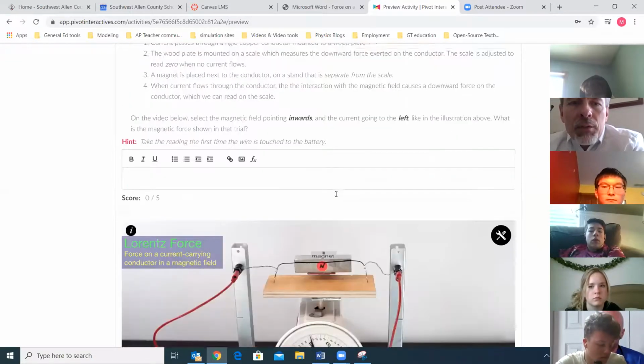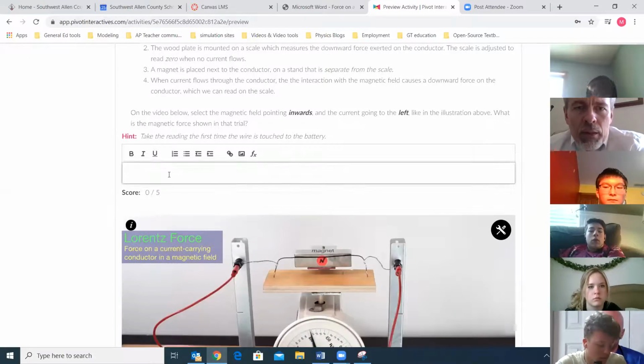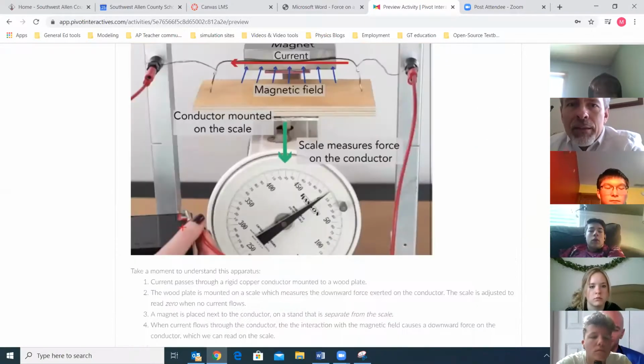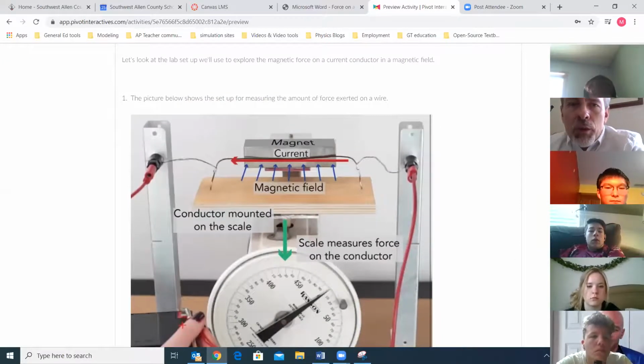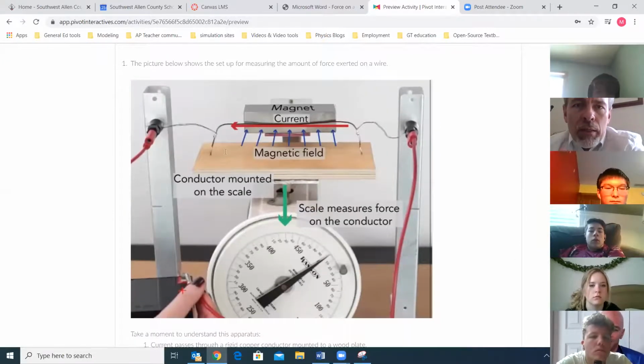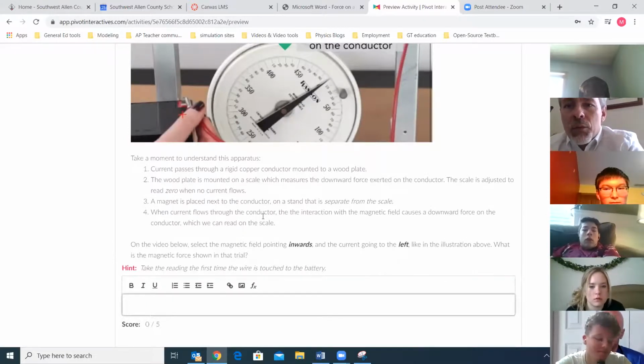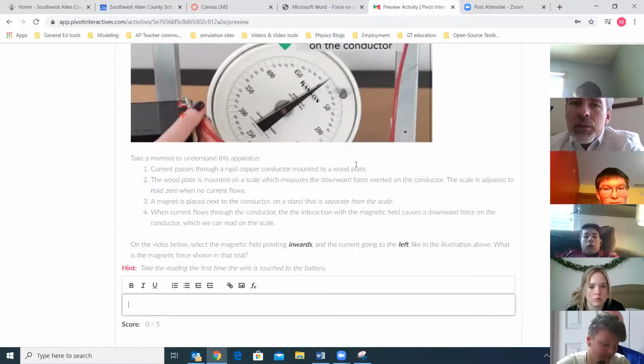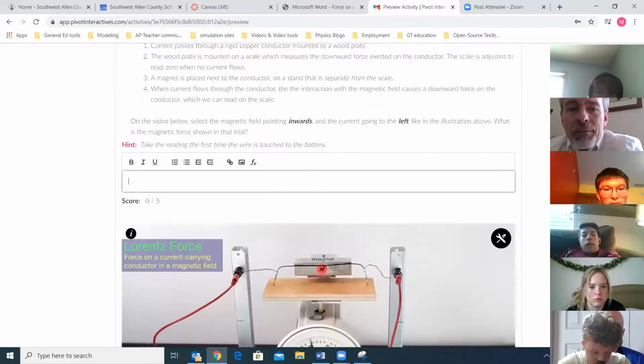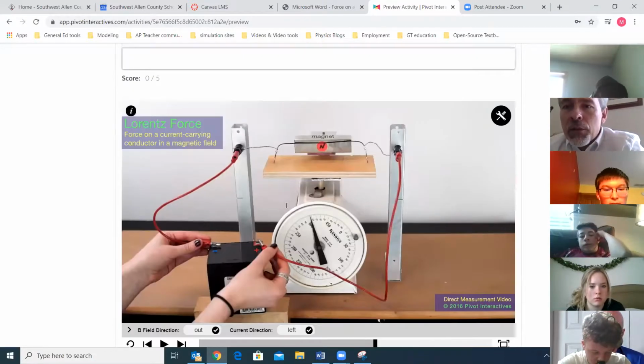By the way, I probably should mention this: you don't need to fill all this in. All I want you to do is get data, but you really need to understand how this equipment works. For number 1 up here, I even ask you a question: on the video below, select the magnetic field pointing inwards and the current to the left. What is the magnetic force? You should go ahead and do that calculation, because if you get it wrong, that will tell you that you don't really understand what this equipment is doing. So you should really take the time to understand it. By the way, it gives you the answer right down here, so you can see if you understood it.